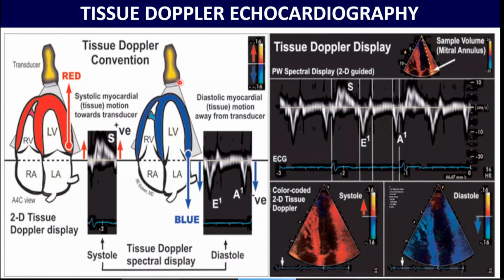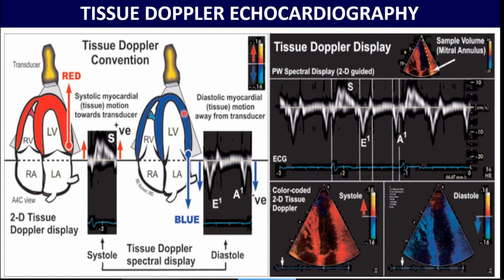If it is moving towards the transducer, it will be positive. Moving away from the transducer, it will be negative. And because we are looking at the apex in a transthoracic echocardiography, you are getting an S wave which is positive, and E prime and A prime. These are corresponding waves of mitral inflow Doppler when you are using pulse wave Doppler, looking at the mitral inflow velocities. Here we are looking at the tissue movement. We are looking at the movement of the tissues away from the transducer.